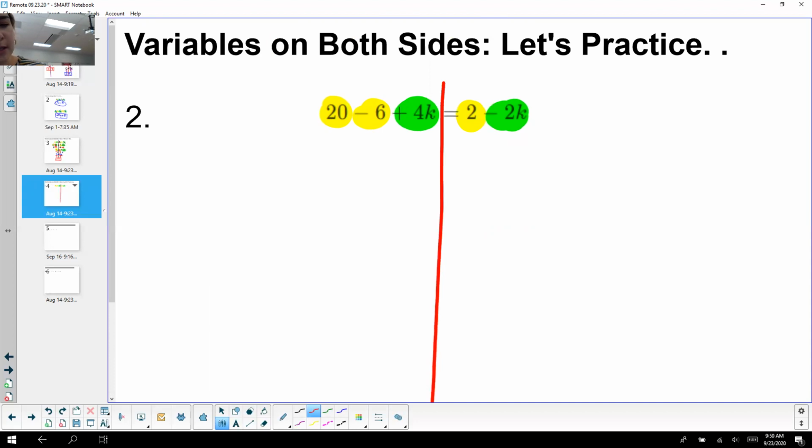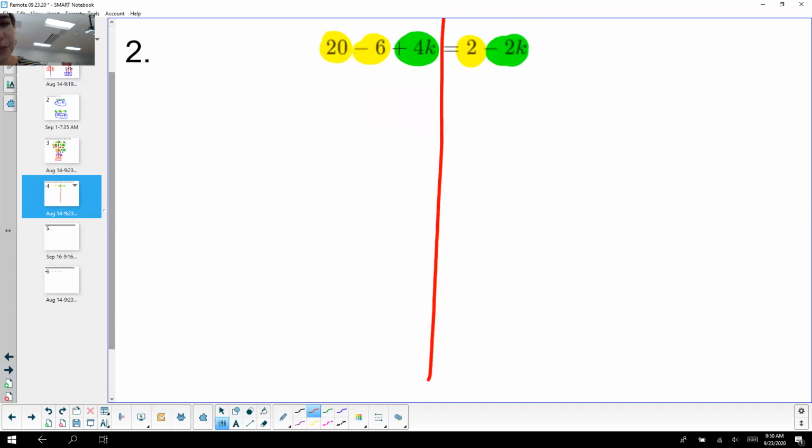All right, I drew my line down the middle. So first thing, I'm going to look at my left side. Do I have anything I can combine on this side? The answer is yes. I can combine that 20 and that negative 6. So all I need to do is just do 20 minus 6, and I'm going to get 14. I didn't get rid of those numbers, I just combined them.